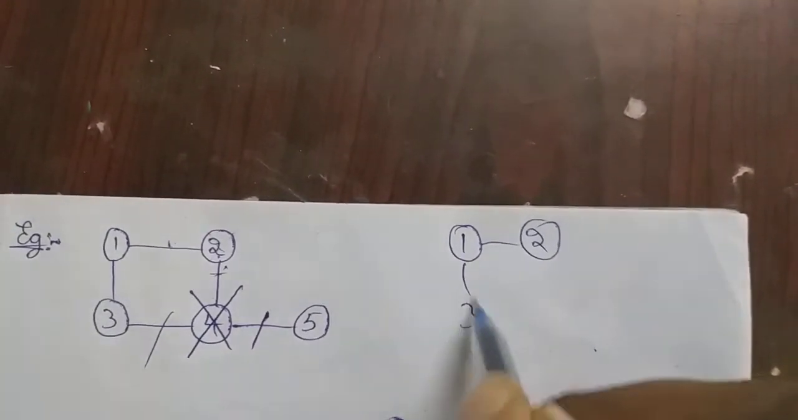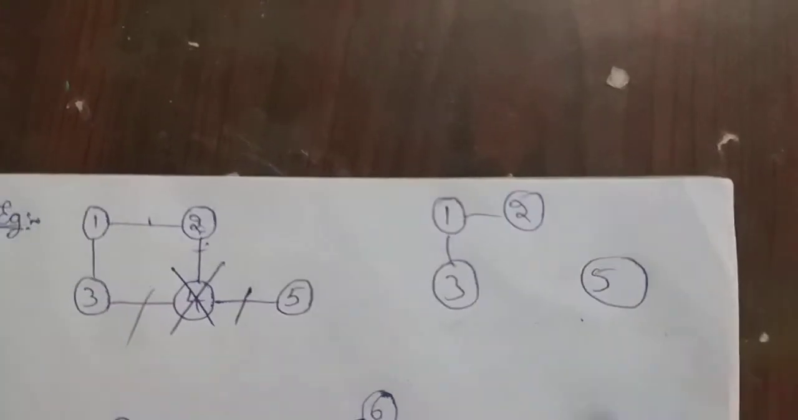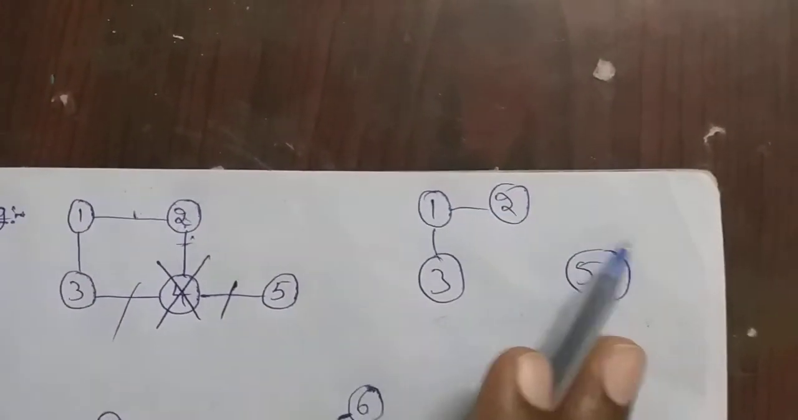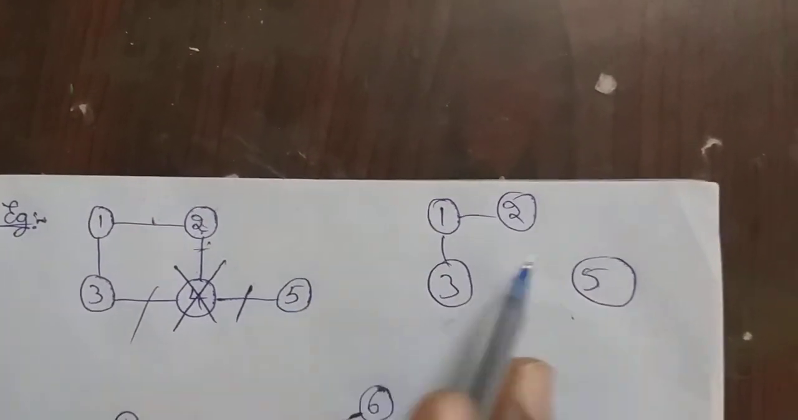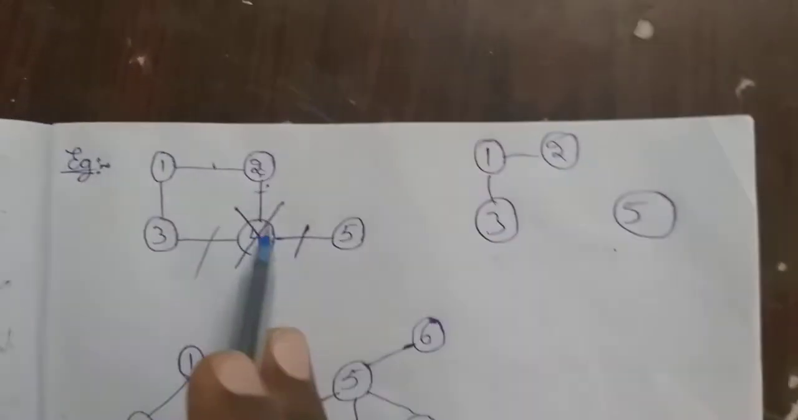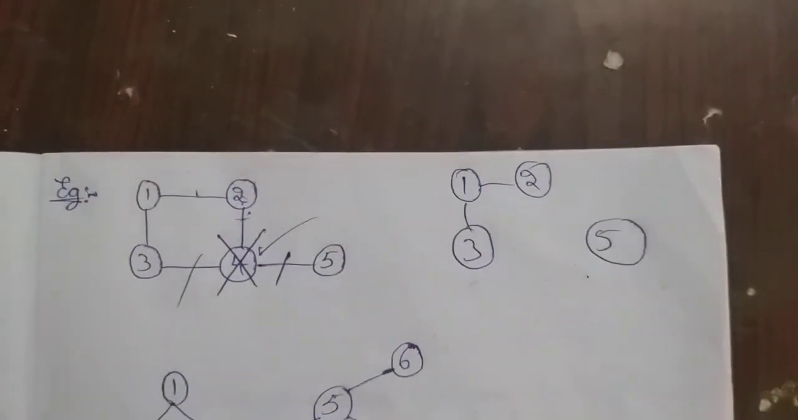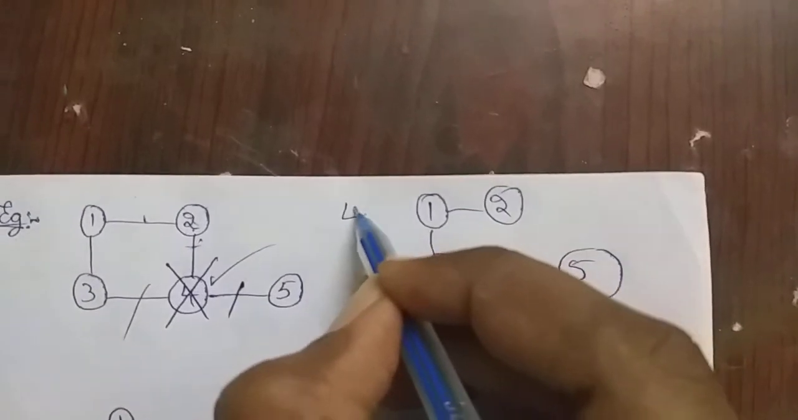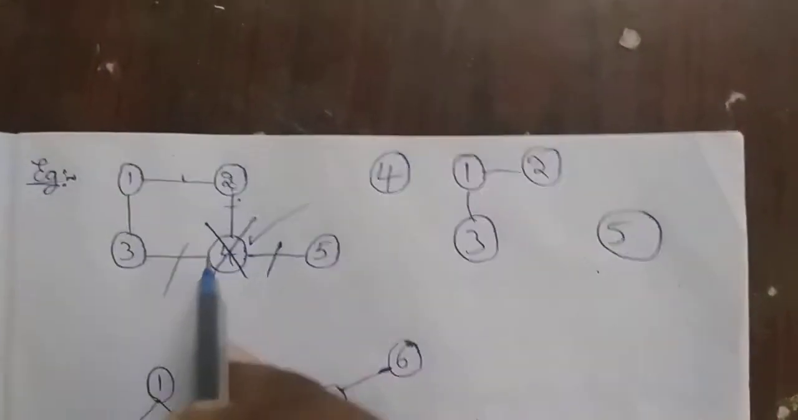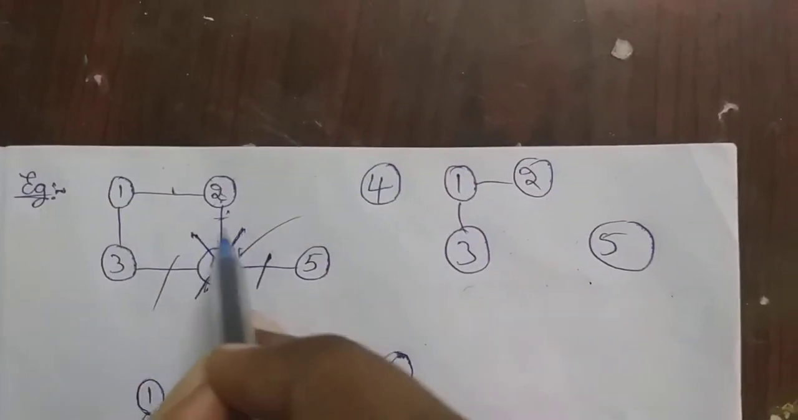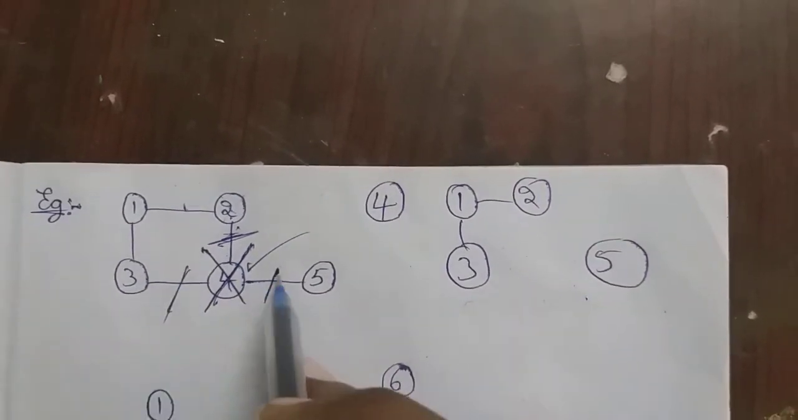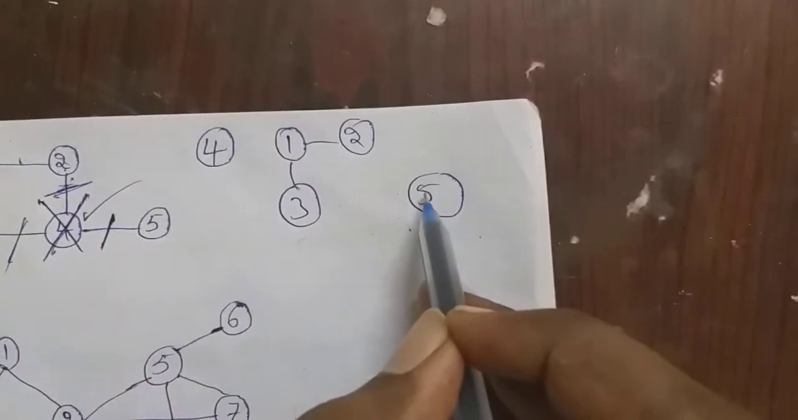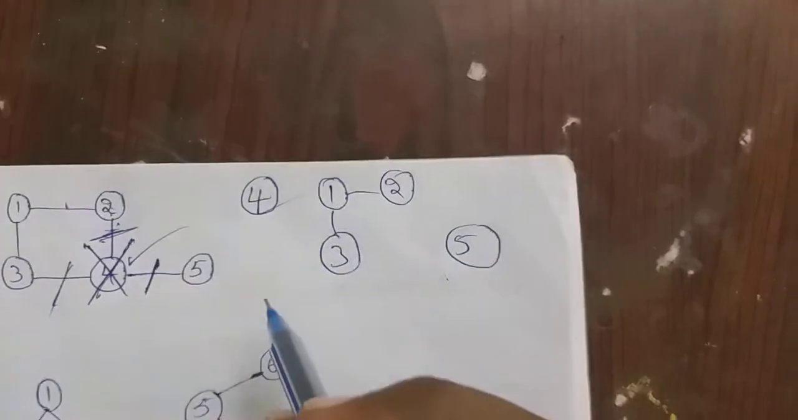1, 2, 3 and 5. Yes, it has disconnected the graph. It is a connected graph, but it has become disconnected. Therefore, vertex 4 is called an articulation point. A vertex is called an articulation point if the removal of that vertex along with the edges incident on it disconnects the graph. Therefore, we say that vertex is an articulation point.